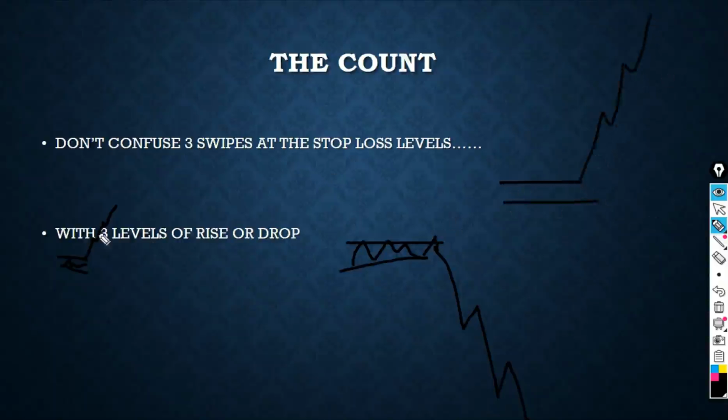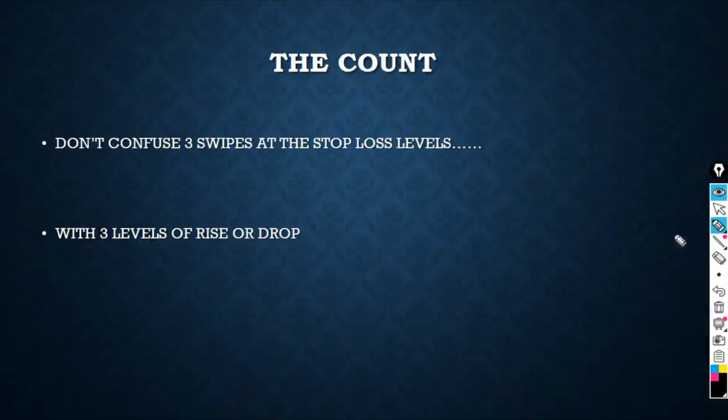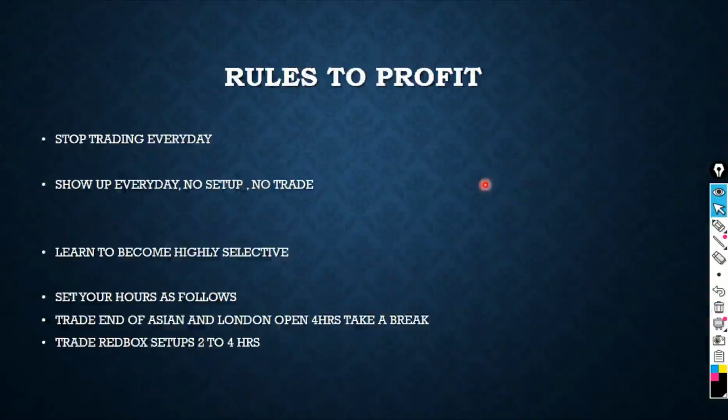They are not comparable to this. Okay, so something like this. This is the 3 swipes at the stop loss. Okay, 1 2 3. You create an M formation, then the 3 levels of drop or rise will come. I hope it's clear and you won't confuse them. Some of you will see the 3 levels of rise or drop as a stop, and sometimes you get smoked because of that. That's why I thought maybe I could put a slide in.